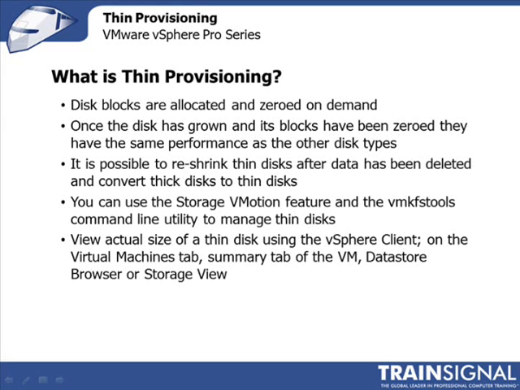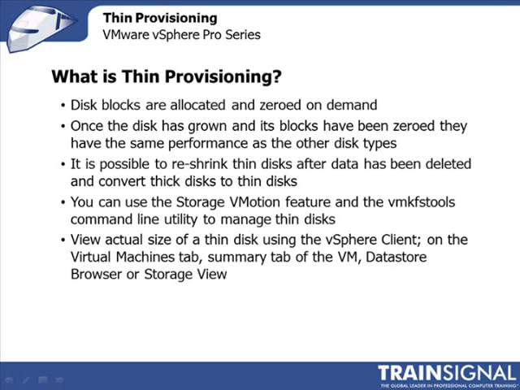When thin disks grow, disk blocks are allocated and zeroed on demand in increments equal to the default block size of the data store. As a result, thin disks have a slight performance penalty both as they grow and space is allocated on demand, and also when the first write to a disk block is zeroed on demand. Once the disk has grown and its blocks have been zeroed, they have the same performance as the other disk types.